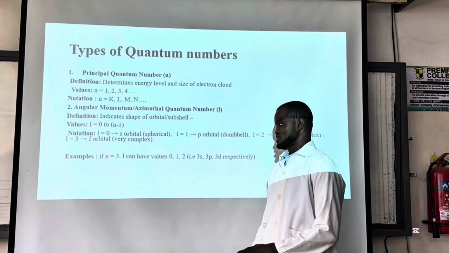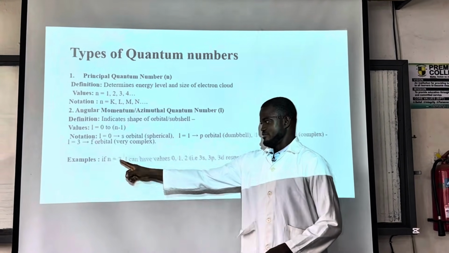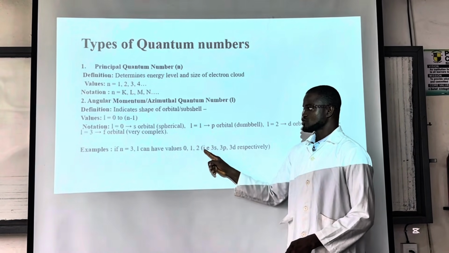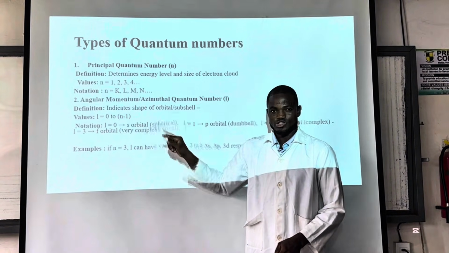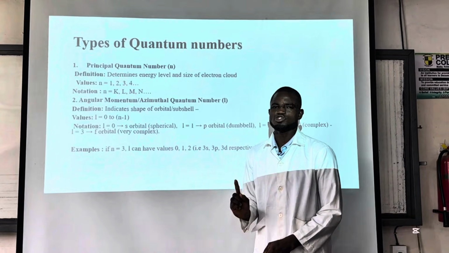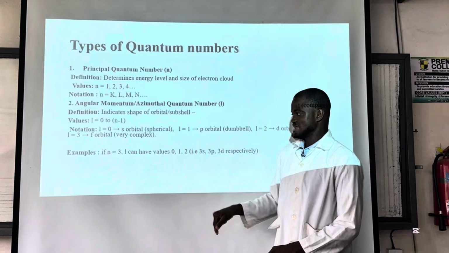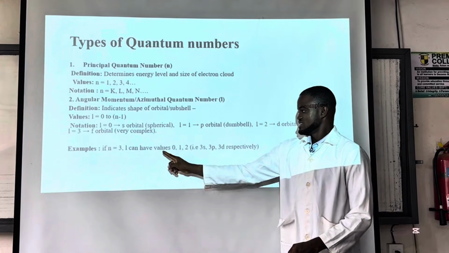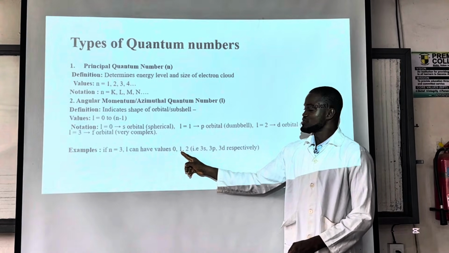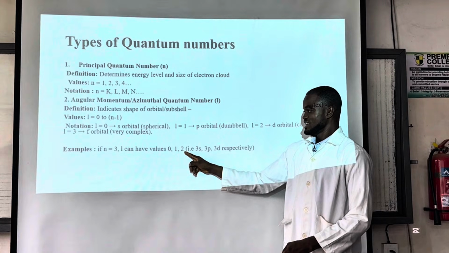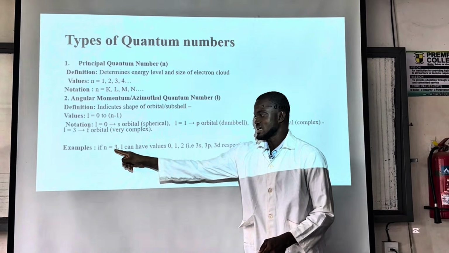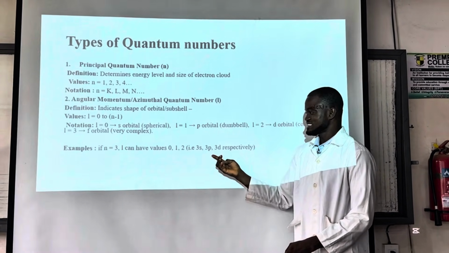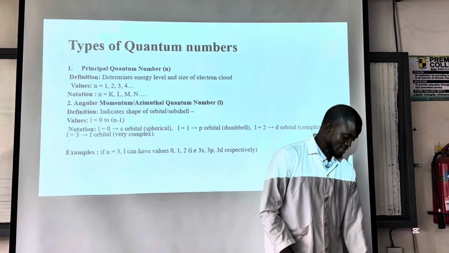Let's get some examples here. For example, if n is equal to 3, l can have values of 0, 1, 2. That is from 0 up to n minus 1. Remember, l can never be equal to n. It's always less than n. So when n is 3, l can have values of 0, 1, 2. 0 stands for s, 1 stands for p, 2 stands for d, which means 3s. The 3 stands for the main shell: 3s, 3p, 3d. So these are examples of what we just did.